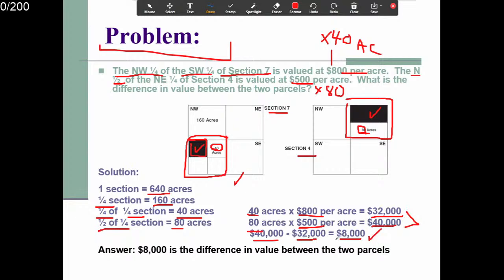So that is the answer. $8,000 difference between these two parcels. The delta value is $8,000.